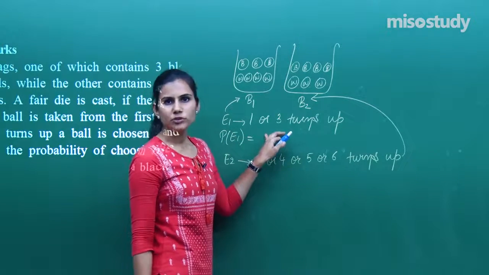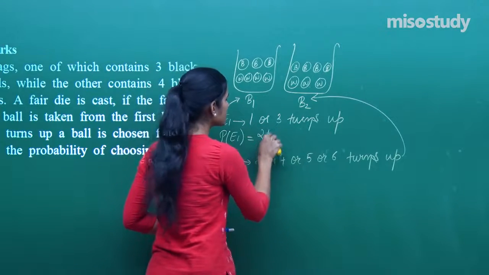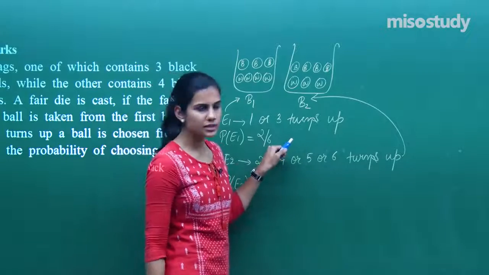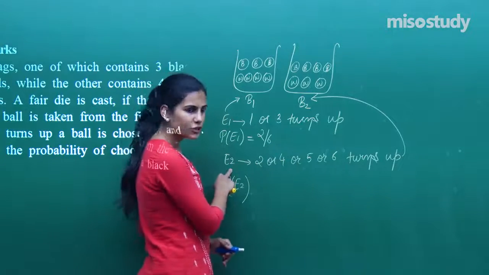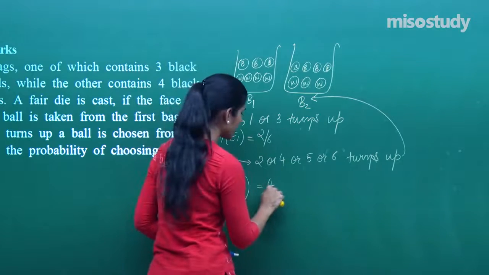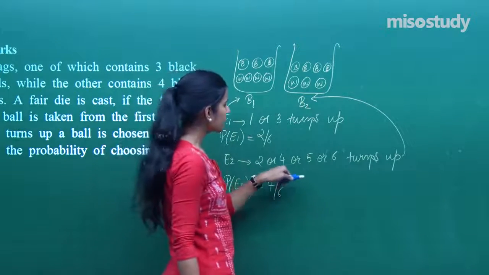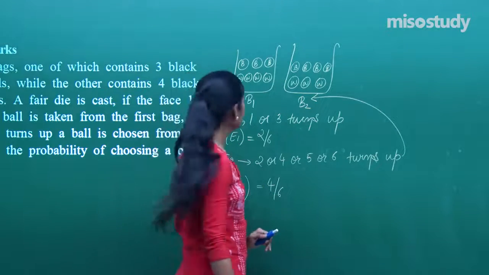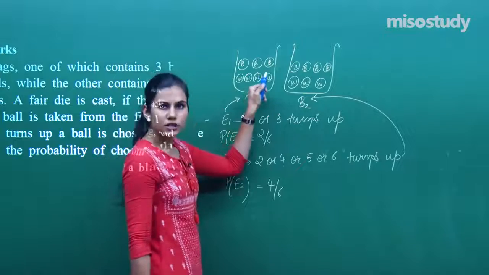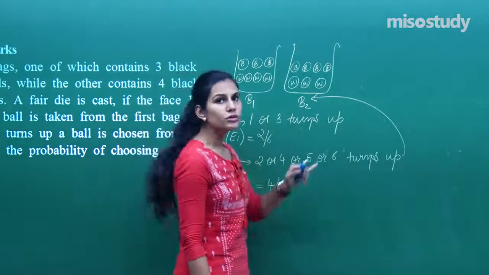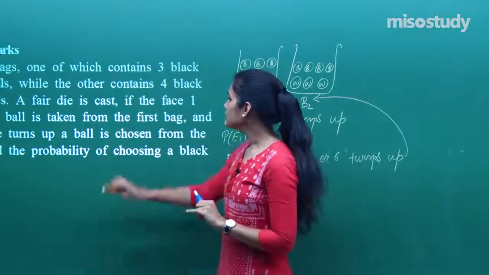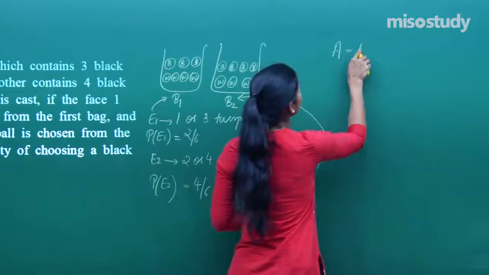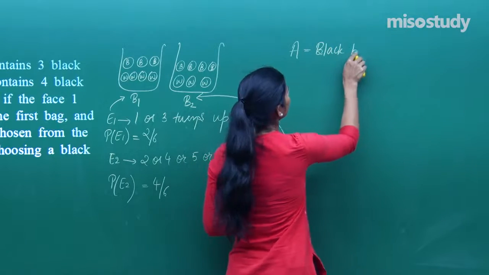Out of the 6 outcomes that you get when you roll a die, these two can occur in 2 by 6 ways. They have 2 by 6 as the chance of occurrence. Next I have E2: 2, 4, 5, 6. This is nothing but 4 by 6. It's 1 by 6 plus 1 by 6 plus 1 by 6 plus 1 by 6. That is 4 by 6. That's the probability of occurrence of E2. When E1 occurs, bag 1 is chosen to draw the ball. When E2 occurs, bag 2 is chosen to draw the ball. Question is, find the probability of choosing a black ball. Suppose event A is that a black ball is withdrawn.